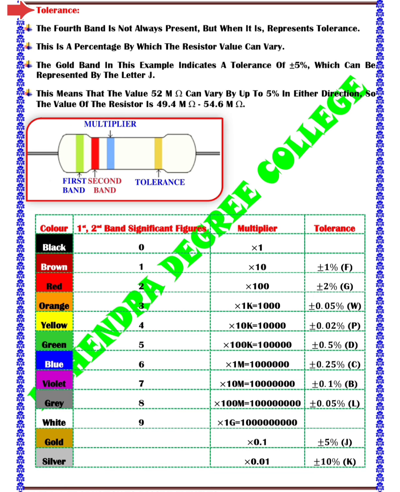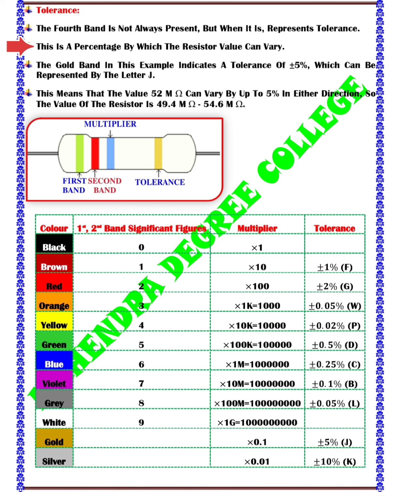Next, we discuss tolerance. In resistor color coding, the fourth band, when present, indicates the tolerance of the resistor. If the fourth band is missing, the tolerance is typically assumed to be 20%. For 4-band resistors, the first two bands represent the first two digits of the resistance value, the third band represents the multiplier, and the fourth band indicates the tolerance.